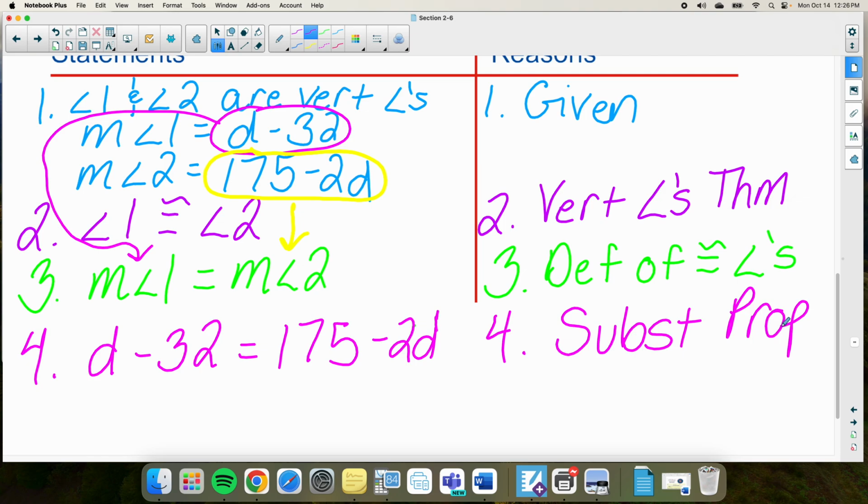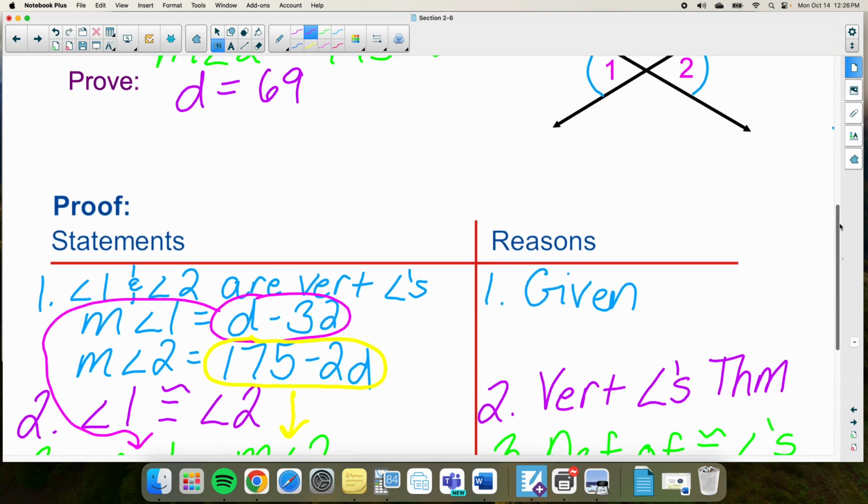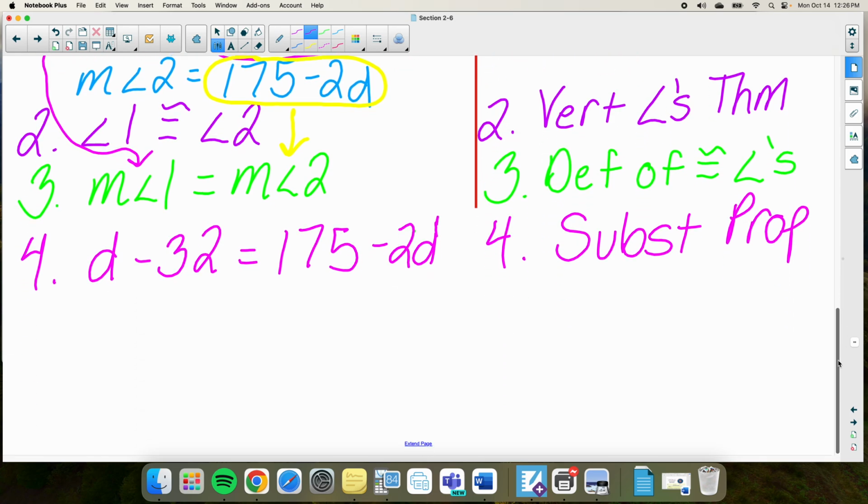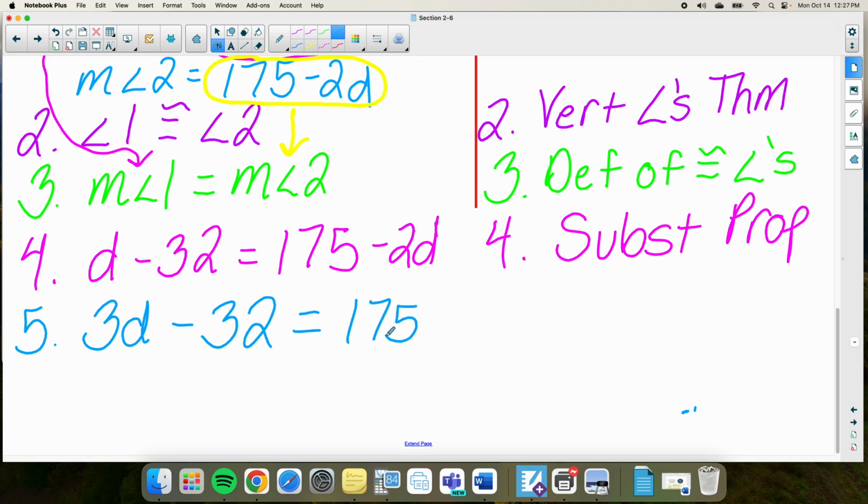Now we're at an algebra proof and we want to solve for D. And remember, your D is on the left, so probably what's best is to bring your D's to the left right away. So when I do that, do you guys get that I'd want to add 2D to both sides to bring that 2D over? And D plus 2D is 3D, minus 32 equals 175. And we added that 2D, so that's addition property.